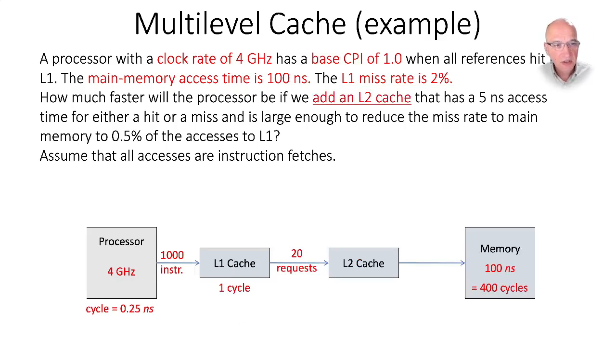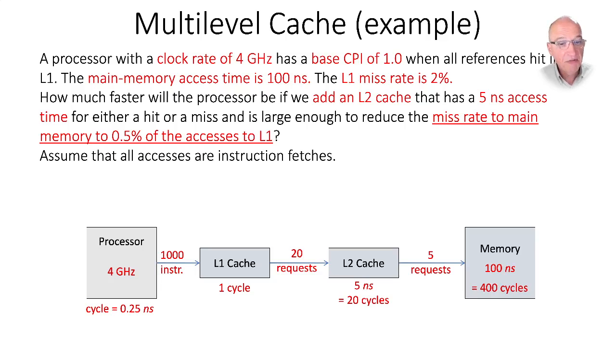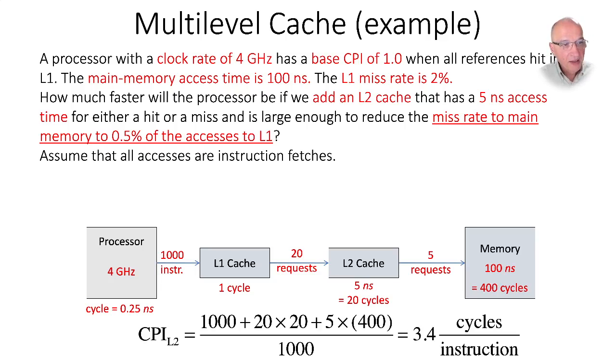Now I introduce a second level of cache. My 20 requests no longer go to the main memory, they go to the L2 cache. The L2 cache has an access time of 5 nanoseconds, so I add 5 nanoseconds for the L2 cache. And the miss rate to the main memory is 0.5. So that is 50%? No, it's 0.5%. So I have 5 requests going into the main memory, and it's 0.5% of the L1 accesses.